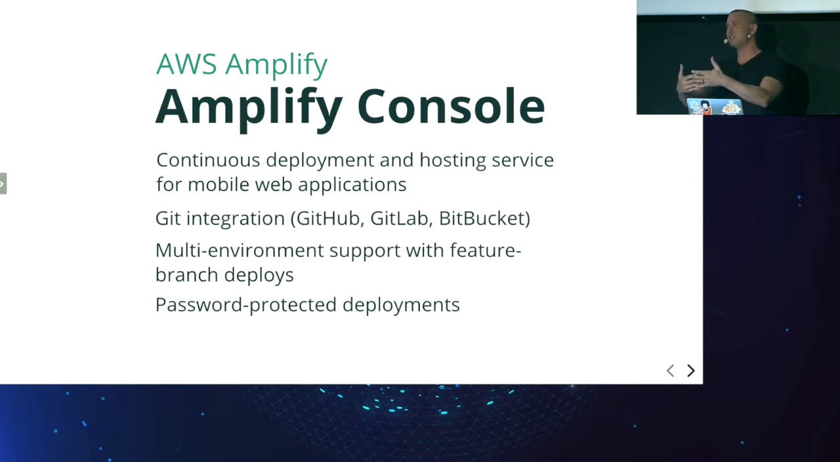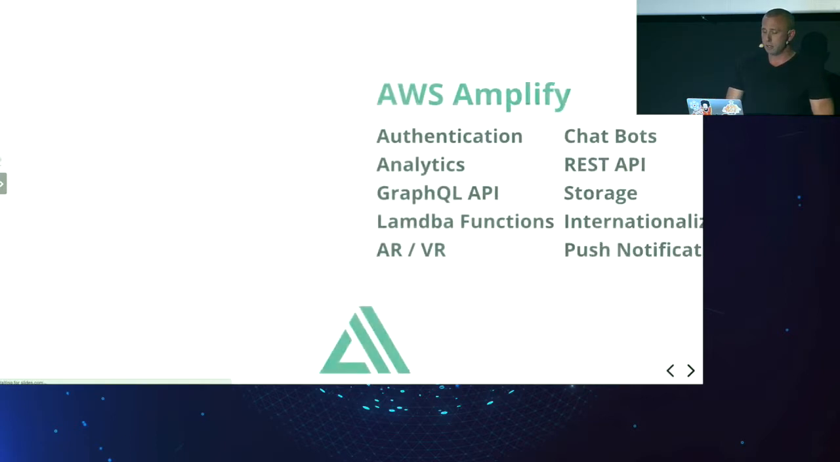When you make changes to master or whatever branch you have connected, we then rebuild and redeploy your application. We also have password-protected deployments. A lot of times you have a dev branch, you want to be able to have people test it, and you don't want it open to the public, but you do need a live URL. We provide that for you out of the box as well.